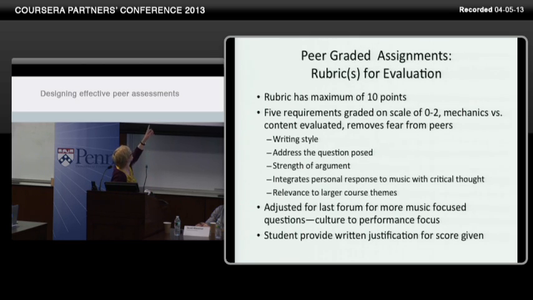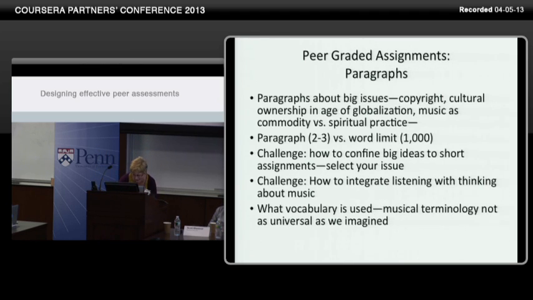Okay, so this is the rubric for evaluation. We had a maximum of 10 points for each one. There were 5 requirements, and you could get 0, 1, or 2. And of course, as I've said to you, it's not really content related. So it's writing style. Did you address the question? What is the strength of the argument? Did you integrate a personal response to music with the critical thought? We don't just want to know you liked the music. We want to know a little bit more about that response. And then, of course, the relevance to larger course themes. So how does what you are arguing have some sense? And then we had this one that was more music focused, and then the thing of student justification we've done.